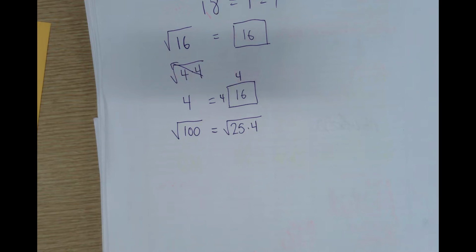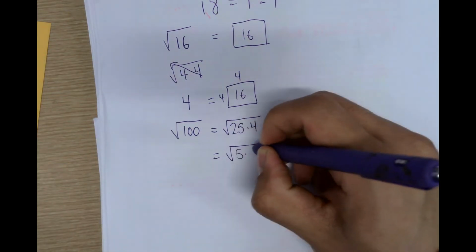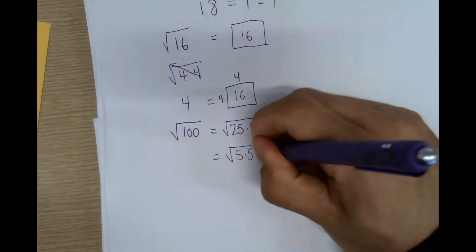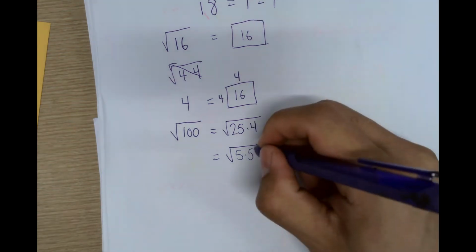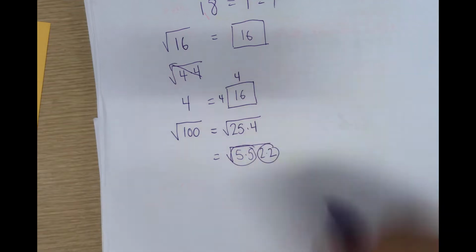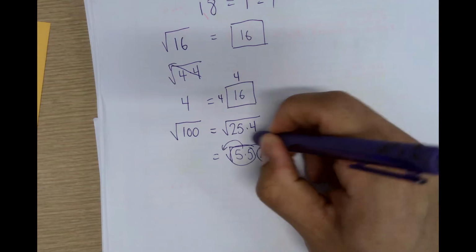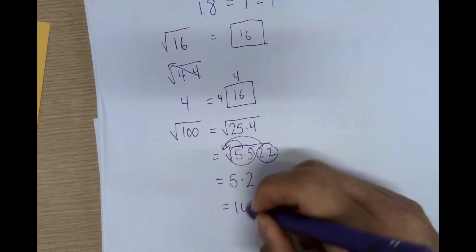So what can 25 be broken into? Right, 5 times 5. And what can 4 be broken into? Right, 2 times 2. So you can see here that there are 2 pairs: a pair of 5s and a pair of 2s. In the case that you have a pair of 5s and a pair of 2s, both the 5 and the 2 go on the outside, and you get 5 times 2, which equals 10.